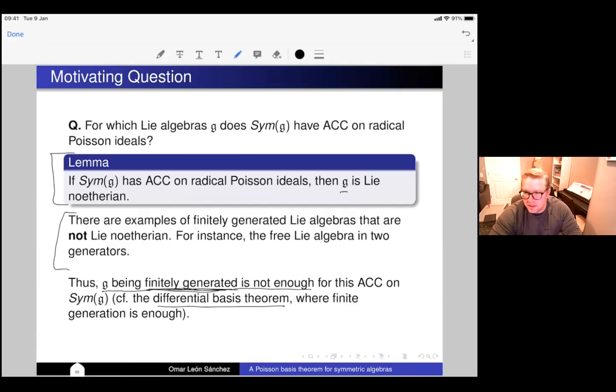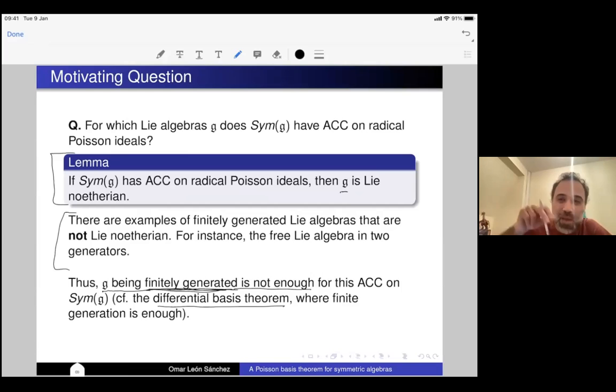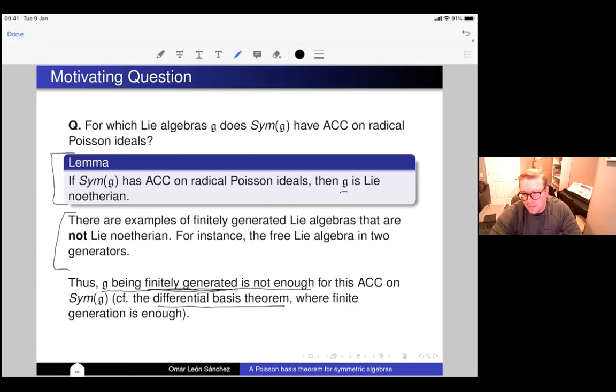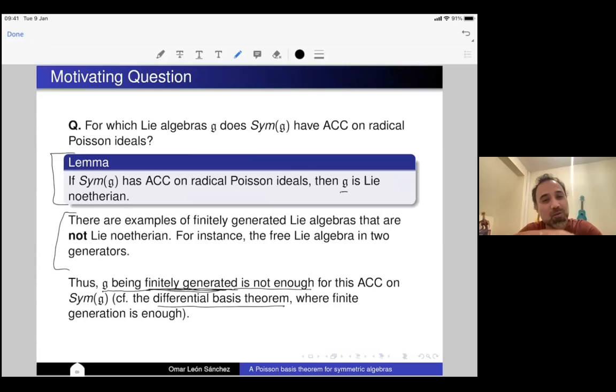Well, there is the other problem that the differential basis theorem is for finitely many derivations that commute, right? So even if you ask the derivations to commute in the Poisson context, because these things are finitely generated as Poisson algebras, you might get infinitely many derivations, right? So in the case that you get finitely many derivations and they commute, then maybe it works.